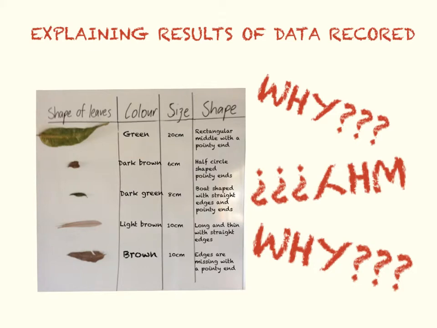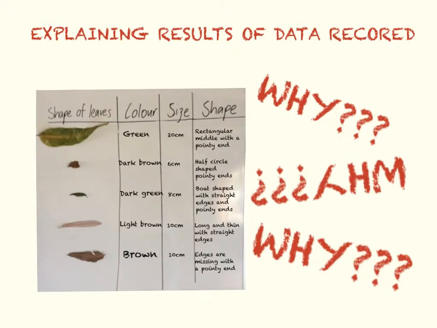Why? Why is the question that we are going to be using a lot throughout this video. Why is the first leaf green? Why do you think this leaf here has got holes in it? Why is this leaf the biggest? Why is this one 6 centimeters and the smallest? Why do you think that is happening?